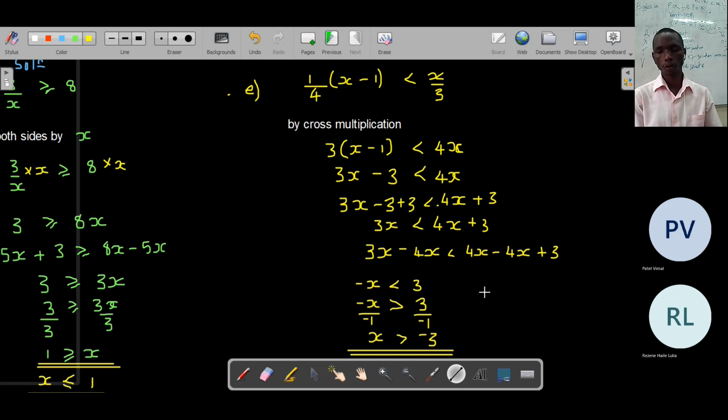That's the answer. So you shouldn't forget, your learners always make errors when they are performing those divisions and multiplications of inequalities by negative numbers. So you have to always not forget that, okay?